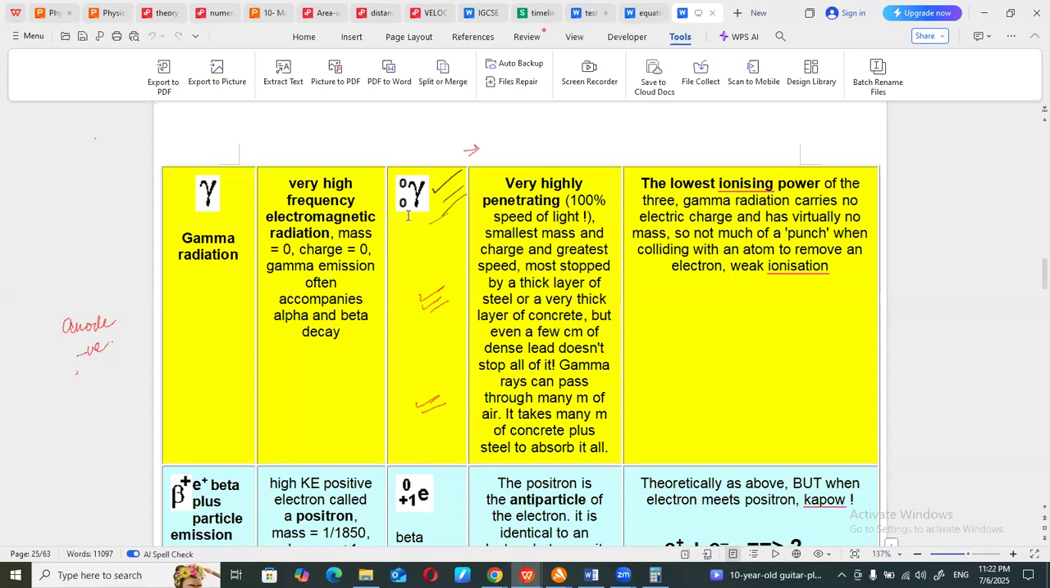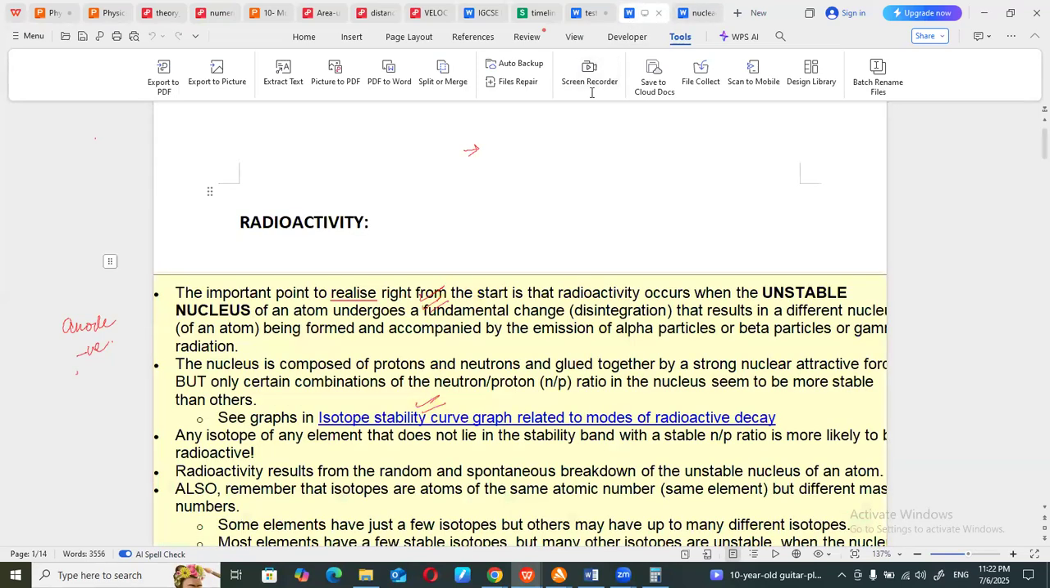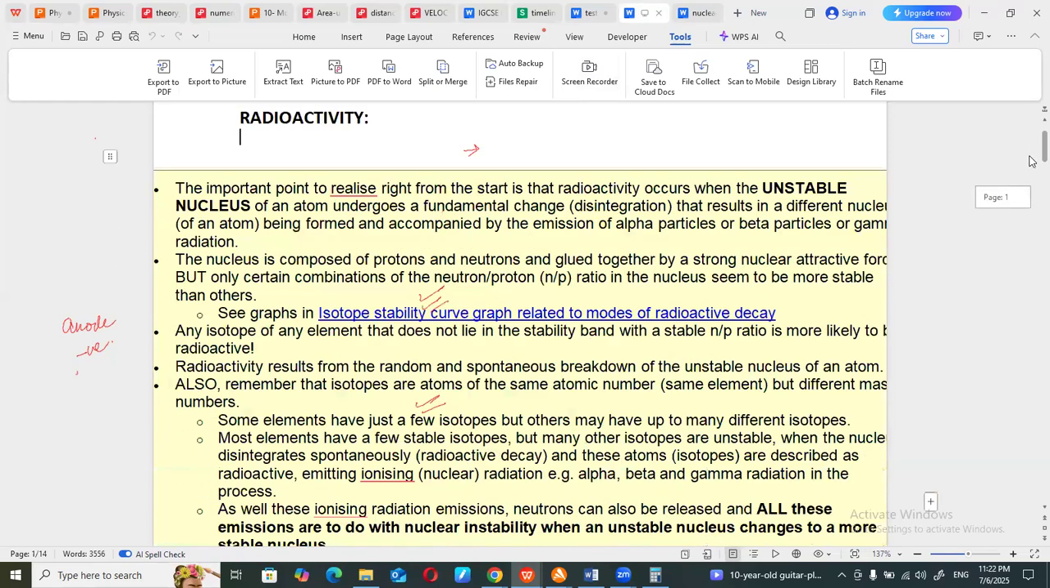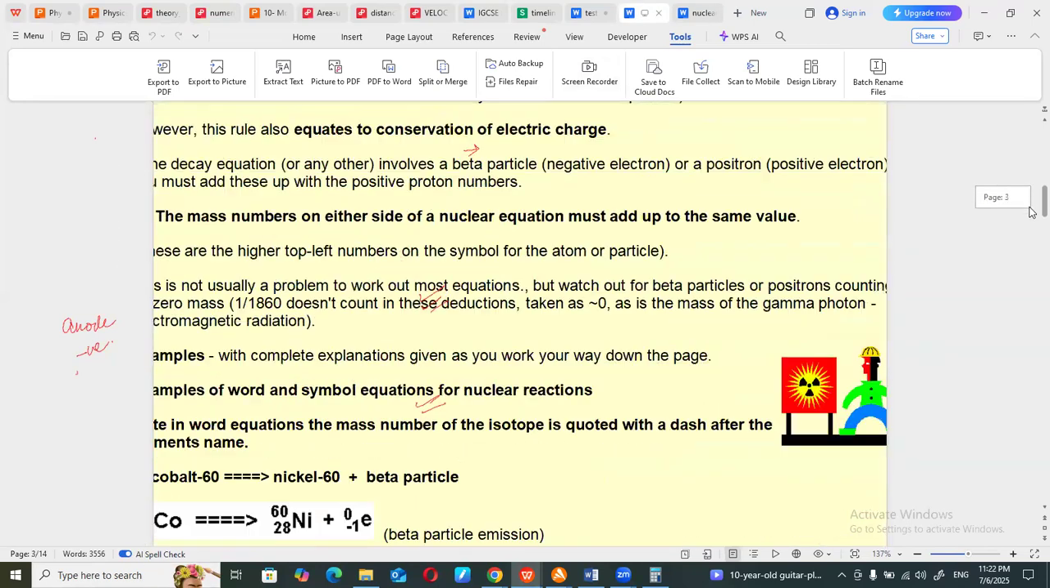They have the lowest ionizing power. In an electric field, they do not show any deflection, which means they do not have any charge. In a magnetic field, they do not show any deflection at all. So these are the three kinds of radiations which actually come out of radioactive materials. Now, what are the effects of these alpha and beta radiations once they come out from the different elements? You can see here now.